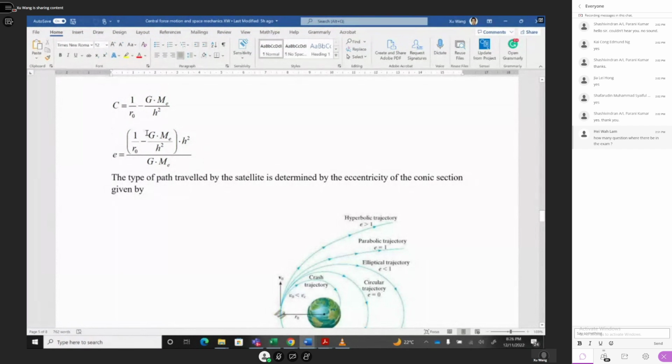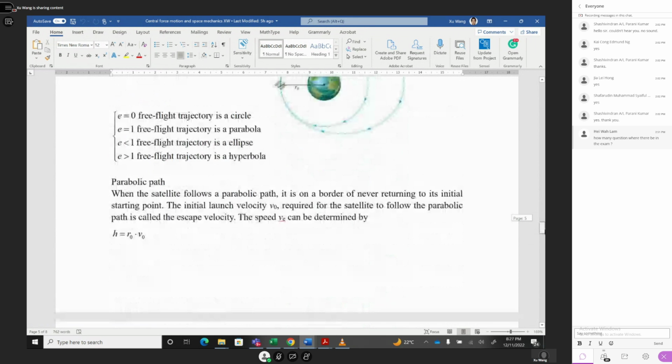That's how we get where this formula comes from. Okay, that's why the type of path traveled by the satellites is determined by the eccentricity of the conic section given by this one. Okay, this is for that.